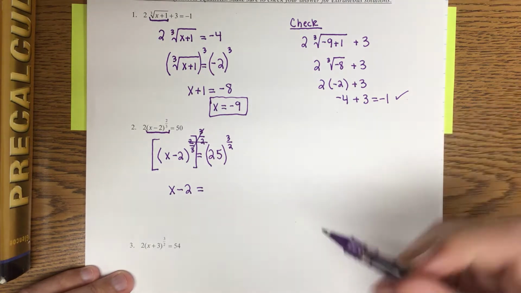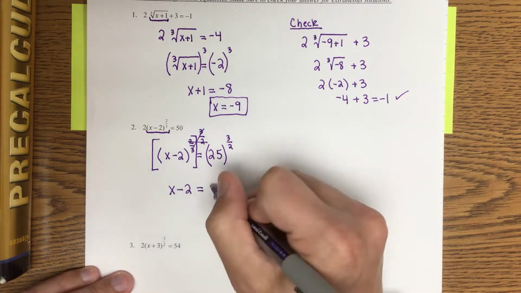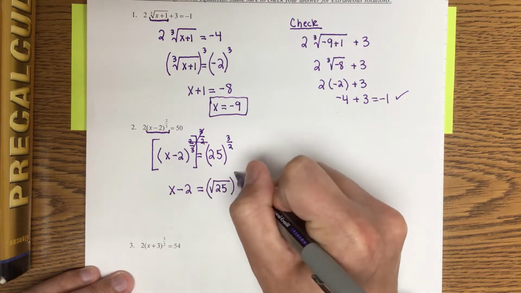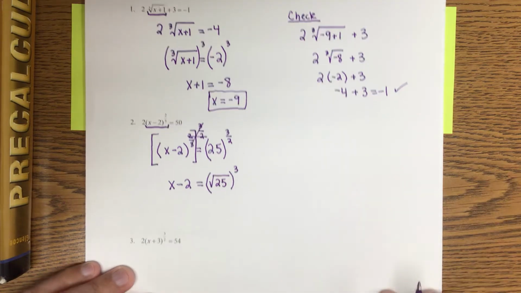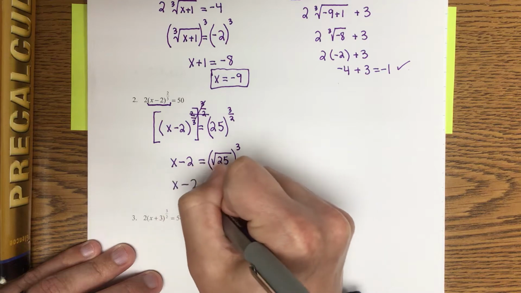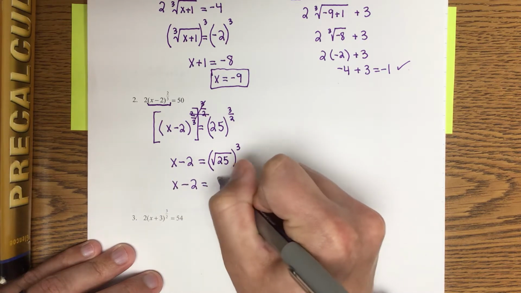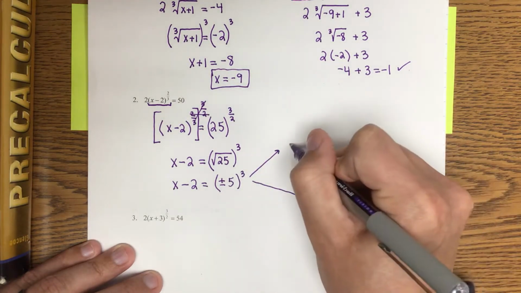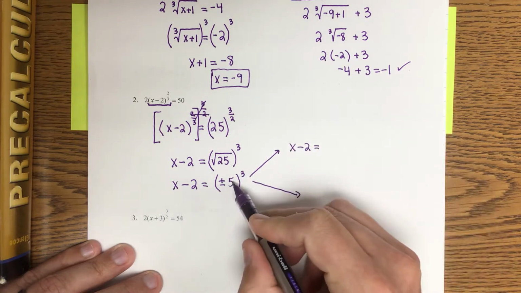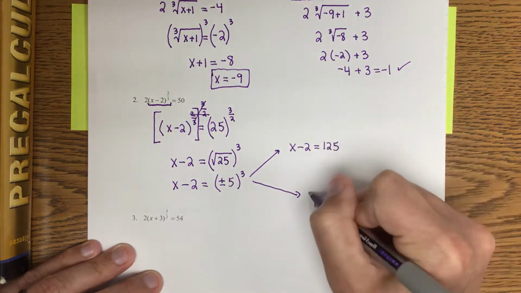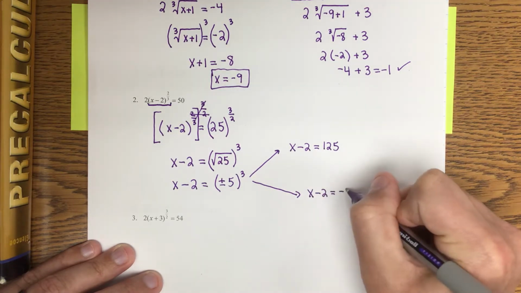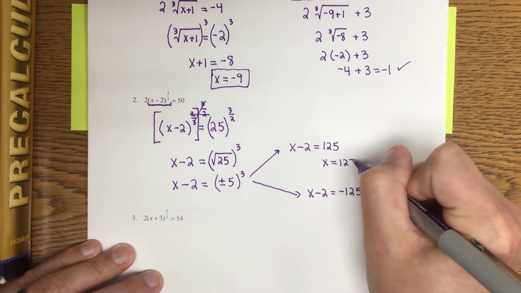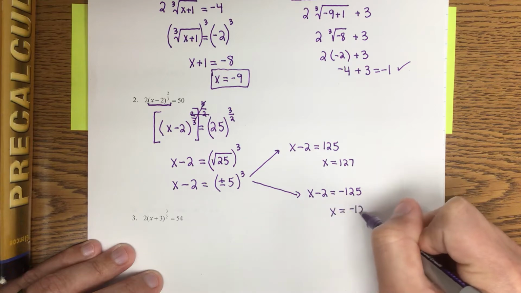Now, since we're solving an equation, we have to keep in mind that we might get more than one answer here because they are asking us to take the square root of 25 and then cube it. And technically, when you take the square root of 25, you get plus or minus. So I'm going to split this up into 2 different parts. One of these would be x minus 2 is equal to 5 cubed. The other one would be equal to -5 cubed. So I will get 2 different answers here, one of which is 127. The other one is -123.